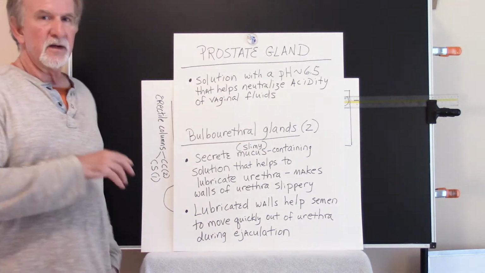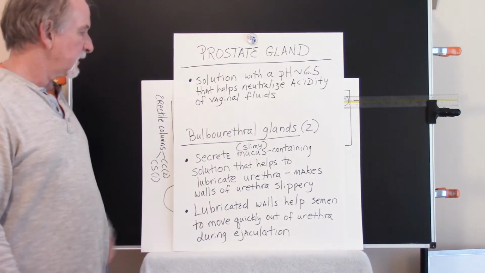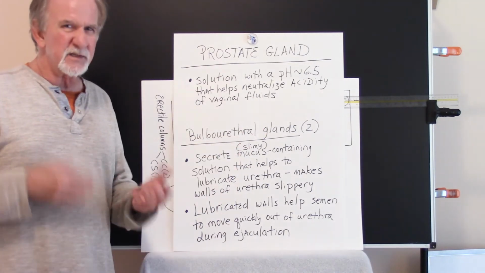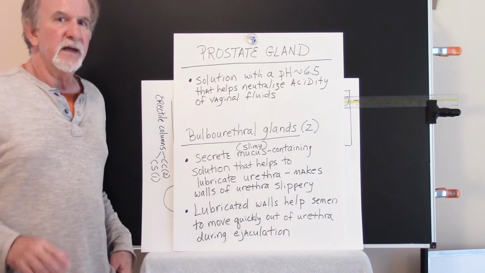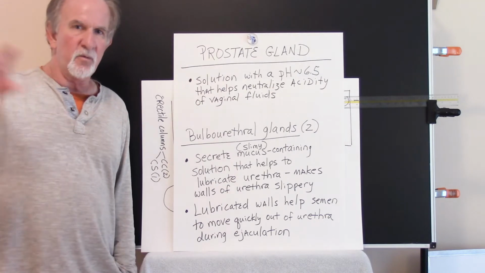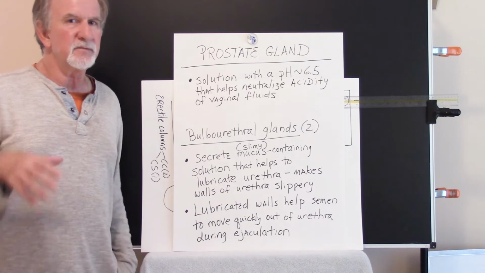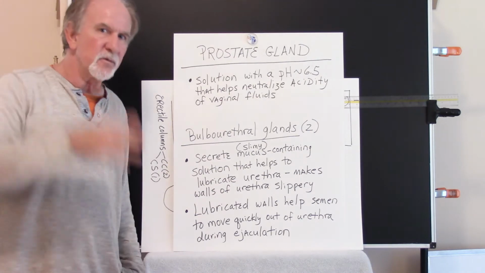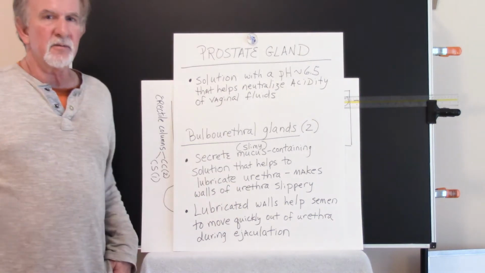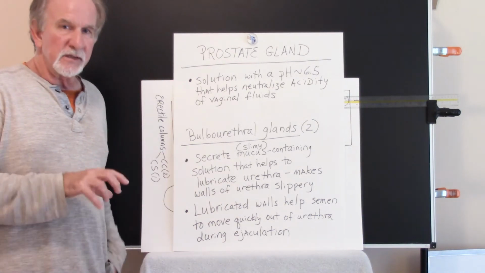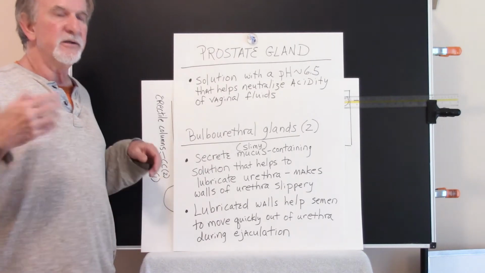Lastly, there are a pair of glands known as the bulbourethral glands, and they secrete a kind of slimy mucus-containing solution into the urethra, and that helps to lubricate the walls of the urethra, or make them kind of slippery. It'd be as if you had some kind of oil and sort of pasted it against the walls. And this lubrication helps the semen to slip and slide its way easily out of the urethra during ejaculation.